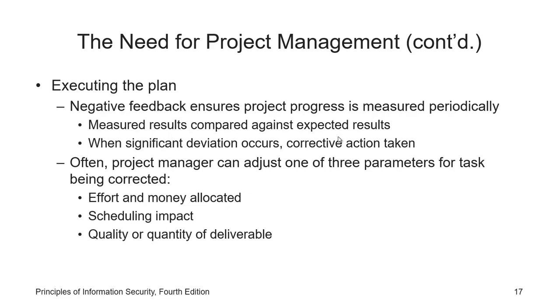The negative feedback sometimes gives you a measure for the results compared against the expected. When there is a deviation from what the plan was, then there should be a corrective action that should be taken or put in place. Project managers can adjust one of three parameters of the implementation of the task.